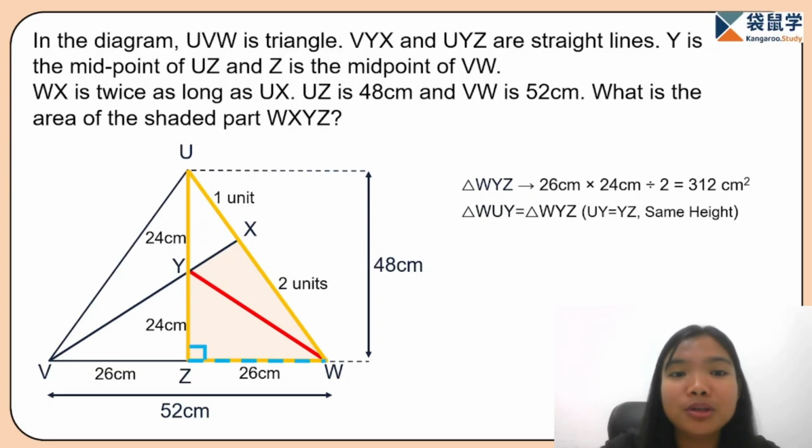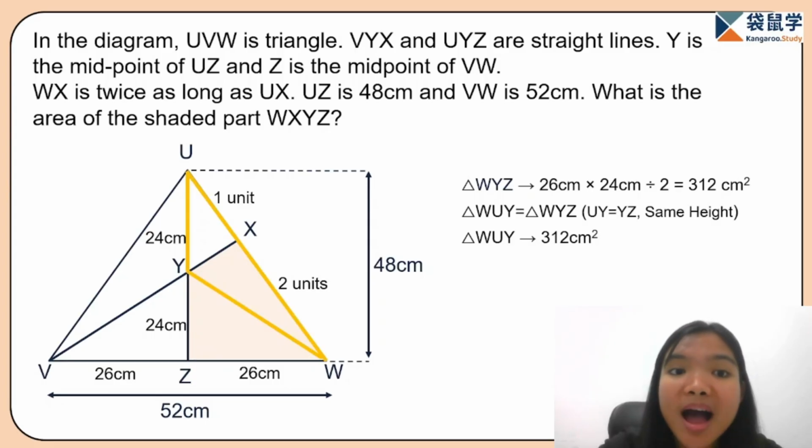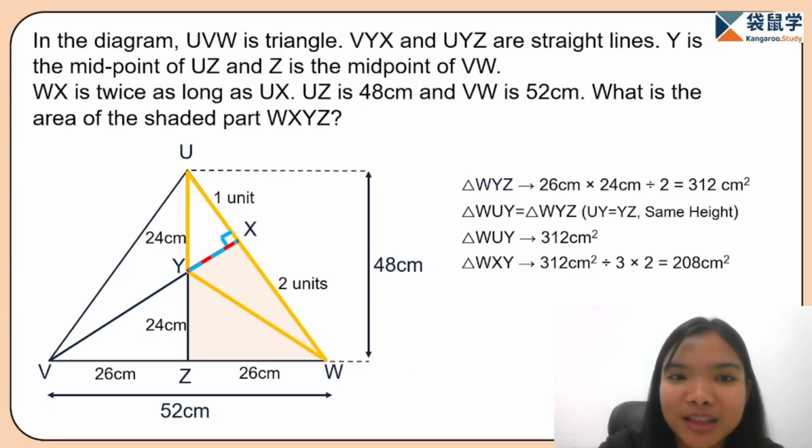So the area of WUY is also 312 square centimeters. So here we can see that triangle WUY was also cut from the highest point. That gives us 2 smaller triangles that have the same height. So how are we going to find the area of WXY? Okay, so that is 312 divided by the total units, which is 3, times the number of units for WXY, 2 units, which we will have 208 square centimeters.